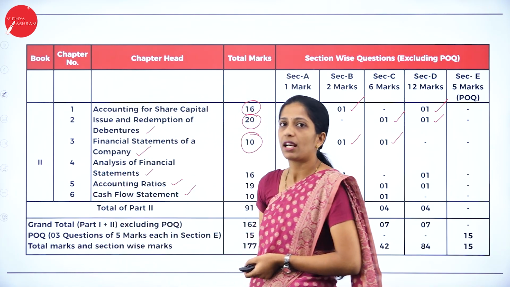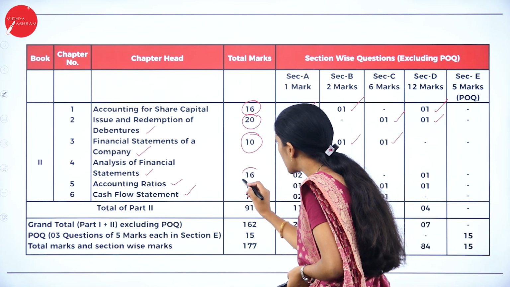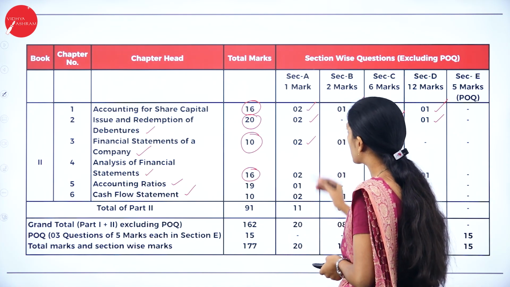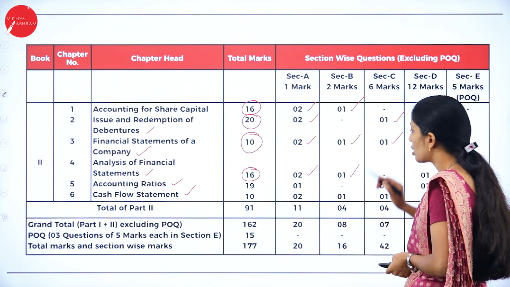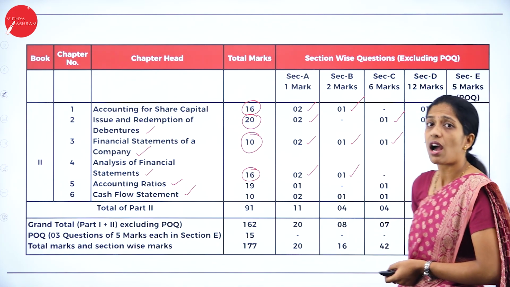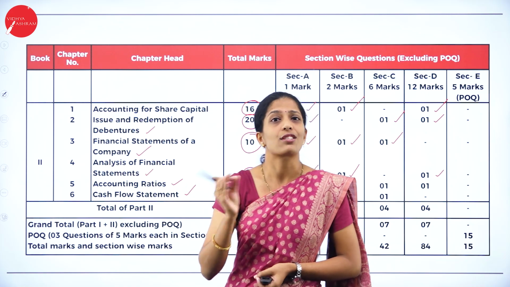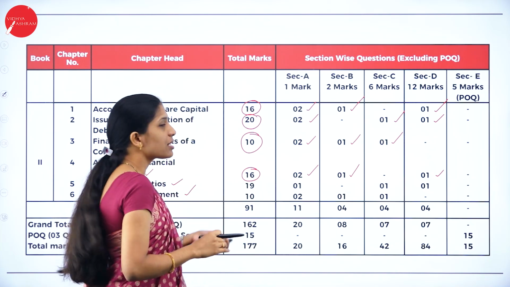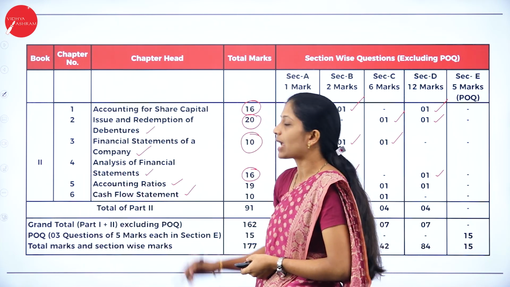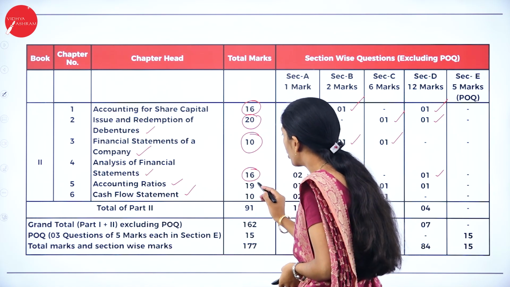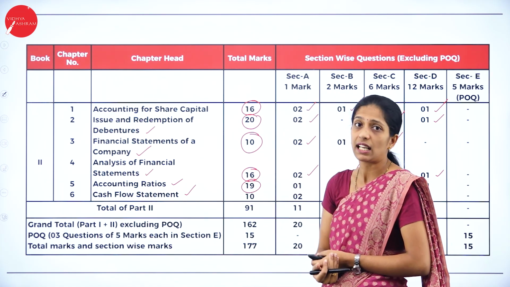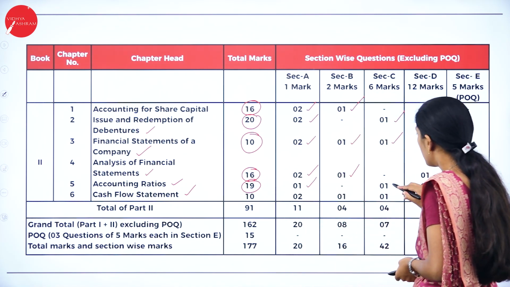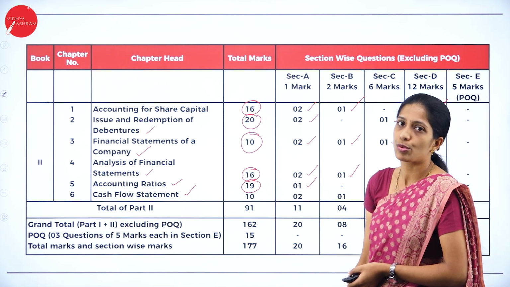Next, coming to your fourth chapter, Analysis of Financial Statements. Very easy chapter. The total weightage is 16 marks, where you can expect 2 questions of 1 mark, 1 question of 2 marks, as well as an easy 12-mark problem on common size or comparative statement. Now coming to your next chapter, Chapter 5, Accounting Ratios. The total weightage is 19 marks. This is also an important chapter, where you can expect 1 question of 1 mark, 1 of 6 marks, as well as 1 question of 12 marks.